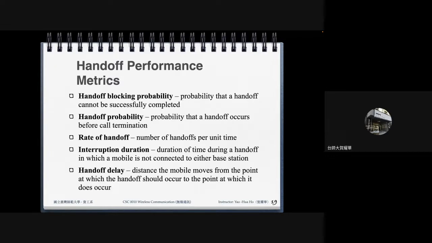Then you have the rate of handoff, which is the number of handoffs per time unit, right? How many handoffs there are. Similar to the example, if you're walking, or riding inside a car, or riding a high-speed train, the rate of handoff is different. Then you have interruption duration, the time during the handoff in which a mobile device is not connected to either base station, meaning a temporary disconnect from both base stations. That's the interruption. Then you have handoff delay. Handoff delay is the distance that the mobile unit moves from the point where the handoff should occur to the point where it actually does the handoff. This is what we call handoff delay.